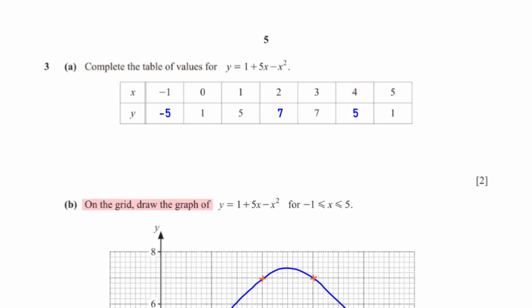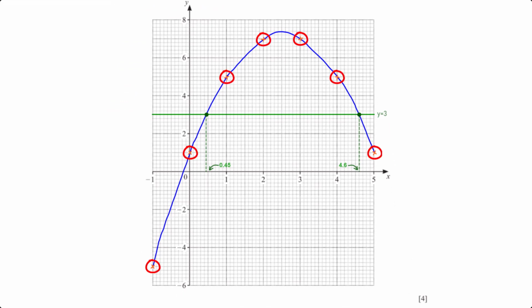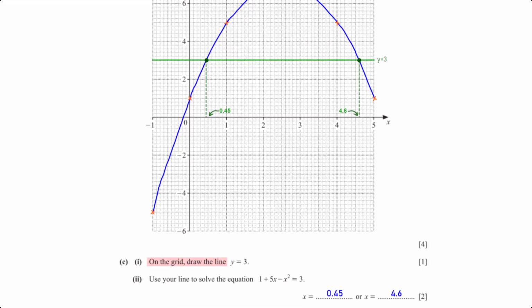On the grid, draw the graph of y equals 1 plus 5x minus x squared for x greater than or equal to -1 and less than or equal to 5. On the grid, we plot all the points in the table and connect the points with a smooth line. On the grid, draw the line y equals 3. We've drawn the line y equals 3, which is a horizontal line passing through 3 on the y-axis.